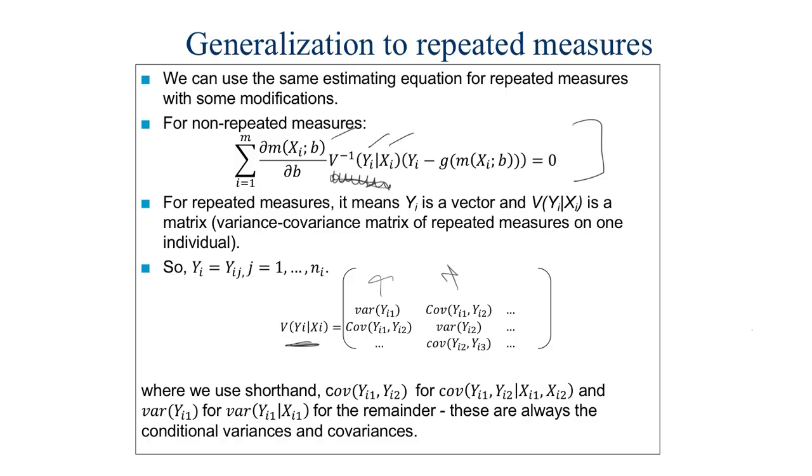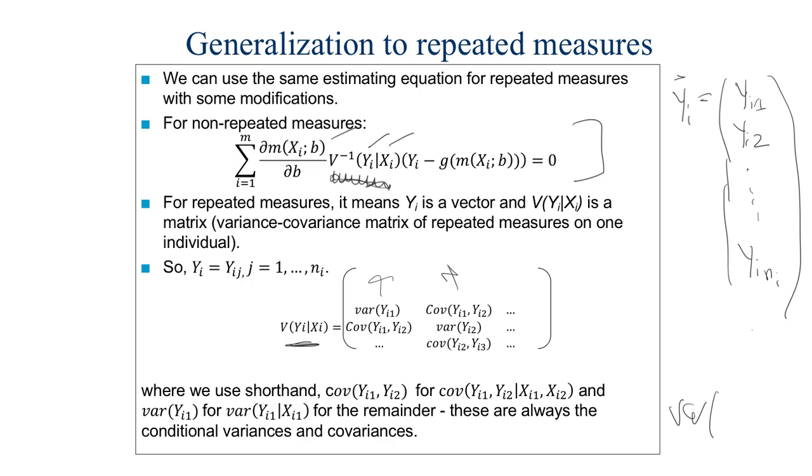So this is the variance covariance matrix for one person. yi is a vector, right? So yi is equal to yi1, yi2, all the way down to yi(ni). Whenever I take the variance of a vector, that means it's a variance covariance matrix, just by definition. It means you get a matrix where you have every variance of every yi and all their covariances, right?